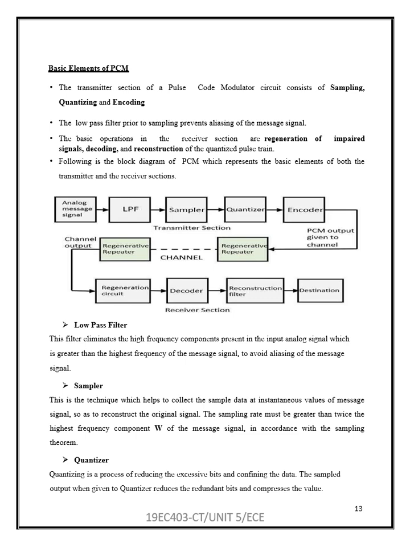The basic operations in the receiver section will be regeneration of impaired signals, decoding and reconstruction. Keep that in mind, okay? In case of transmission, we mainly focus upon sampling, quantization and then encoding. So now, what is the role of this LPF or low pass filter at the transmitter section?